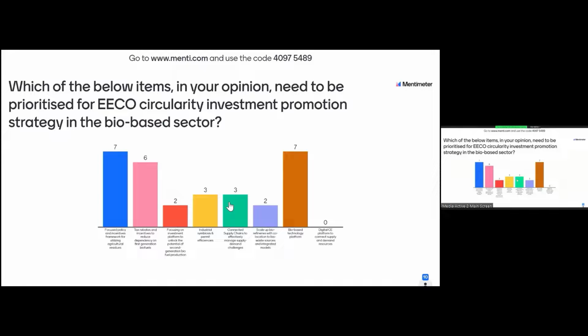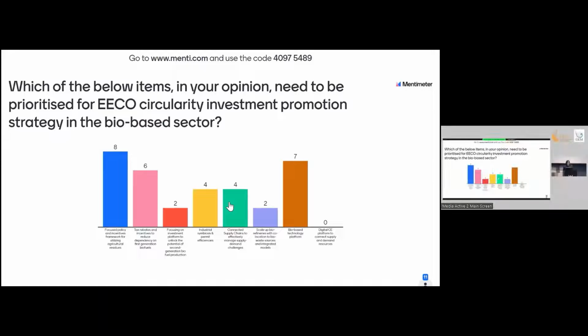We'll give it a few more seconds for you guys to vote. Also the team on Zoom. Connected supply chains, definitely. Still policy, incentives, tax rebate, and bio-based technology platform in the lead. And maybe a few more before we close out.